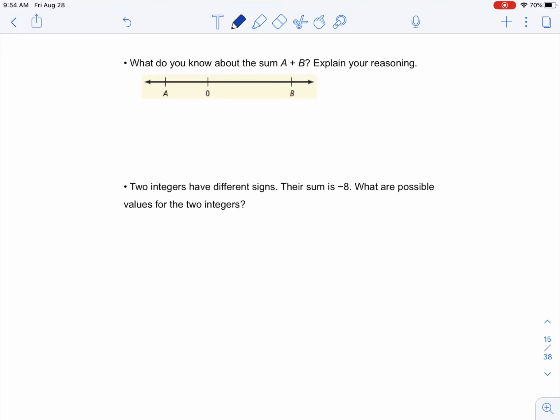Now, the last thing here is, what do you know about the sum of A plus B? When you look at this number line, what do you notice about the sum of A plus B? Well, the sum will have to be positive. And the reason why is because the greater number is positive. So when you look at this, B is greater than A. Okay, so the bigger number is positive, which makes my answer then have to be positive. Okay, hopefully that makes sense.